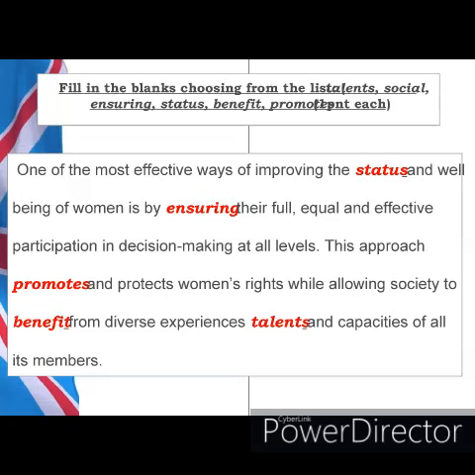For example, promote is a verb that takes an s, so it goes with he, she, it.